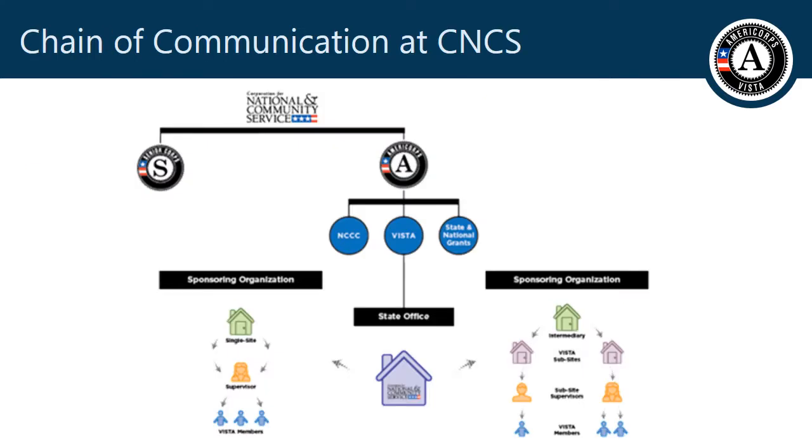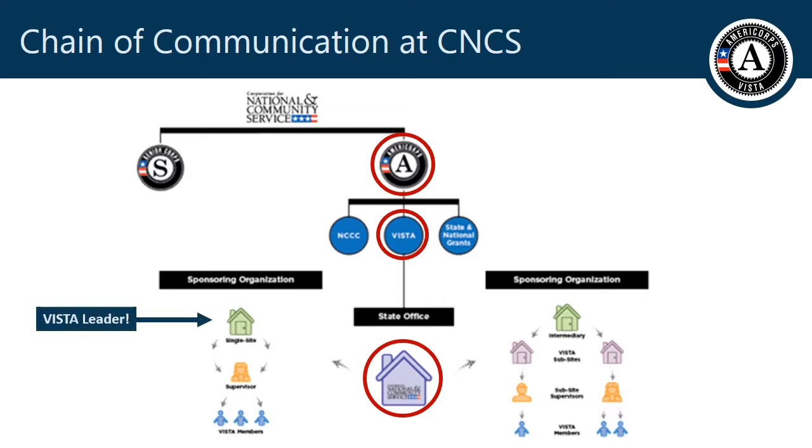We've mentioned CNCS state offices throughout this training, but where exactly does the state office fall in the CNCS chain of communication, and where are VISTA leaders? CNCS is divided into two main programs, Senior Corps and AmeriCorps. AmeriCorps VISTA is a program under the AmeriCorps umbrella. State offices are located in almost every state across the U.S., and each CNCS state office develops and approves VISTA projects and provides support and oversight throughout the project lifecycle. Sponsoring organizations report to the CNCS state office.